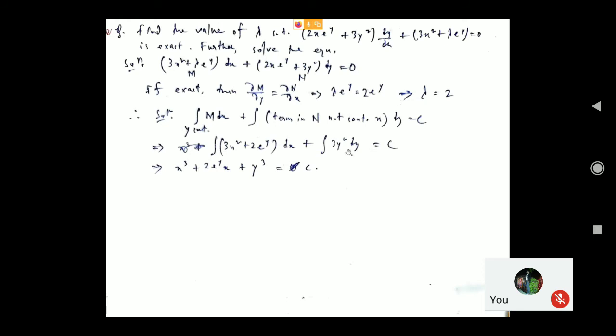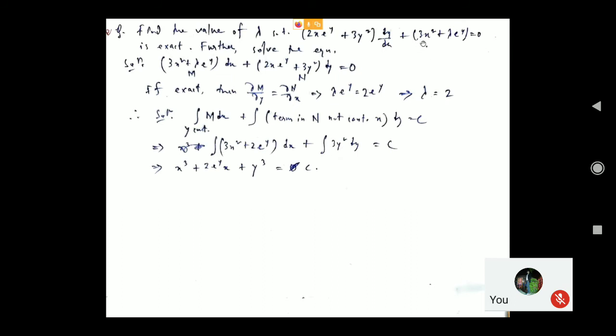Here it is not 3y square, but what will it be? Here we are integrating M with respect to x. So M is 3x square plus 2 e to the power y dx. Here what you need to integrate are the terms in N not containing x. I have written here 3y square. It is not correct. What should it be?